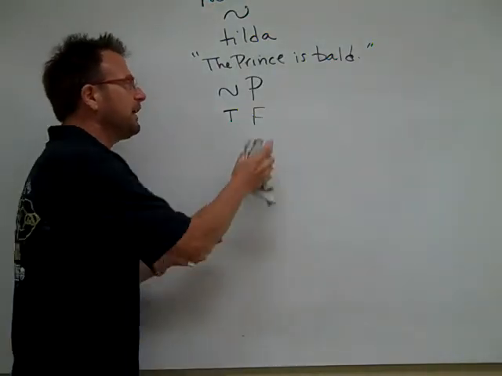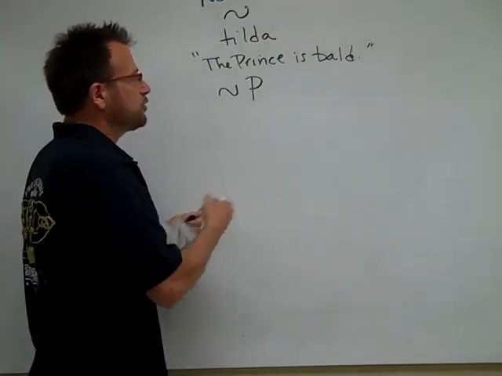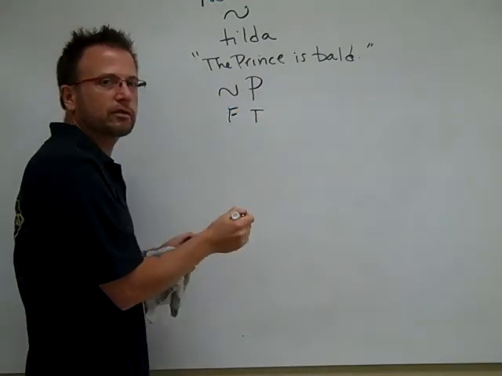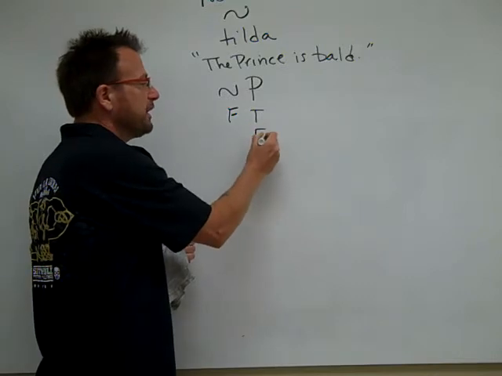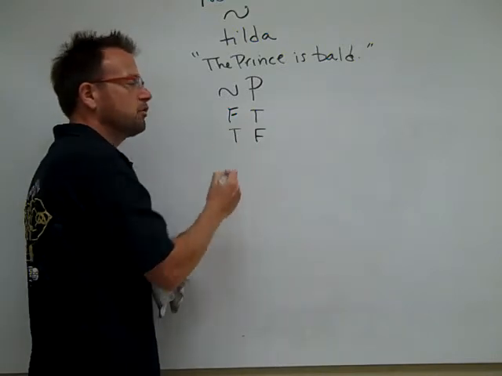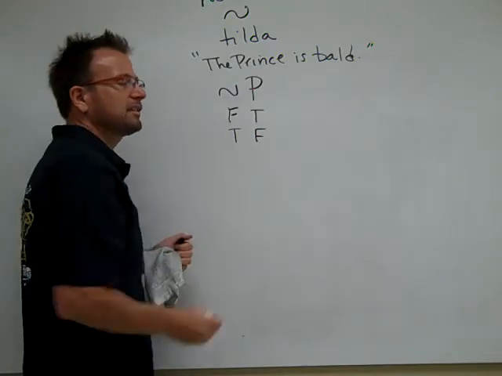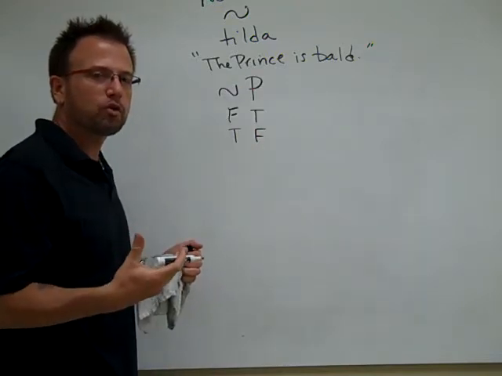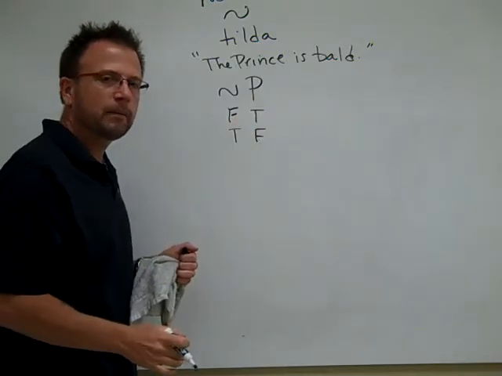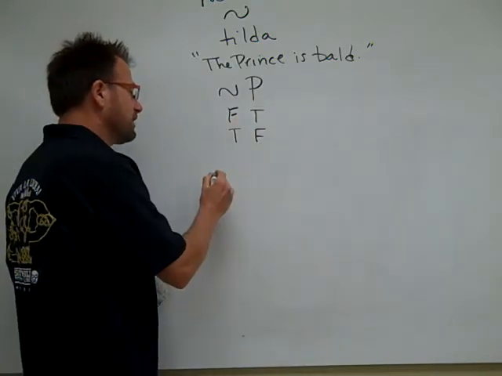So whenever you have a simple statement, P, you look at the truth value of that simple statement, and if P is true, then the truth value of tilde P is false. And if P itself is false, then the truth value of tilde P would be true. So what the tilde does is it always requires you to flip the truth value of the simple statement to which it is appended.